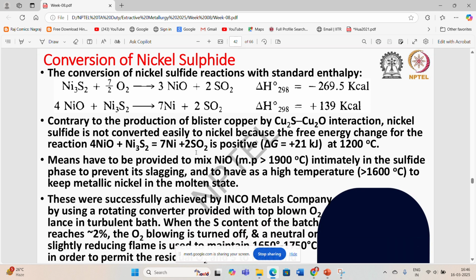Contrary to the production of blister copper by Cu2S or Cu2O interaction, nickel sulfide is not converted easily to nickel because the free energy change for the reaction is positive. As we can see, the delta G is 21 kilojoules. So why is this positive? Because the nickel oxide produced during this reaction has lower miscibility inside the nickel sulfides. So if there is no miscibility of nickel oxide and nickel sulfide, it is very difficult to get them to react to convert the nickel into metallic nickel.